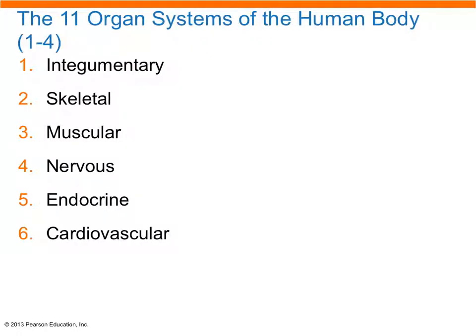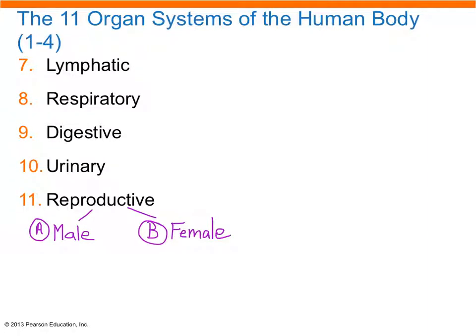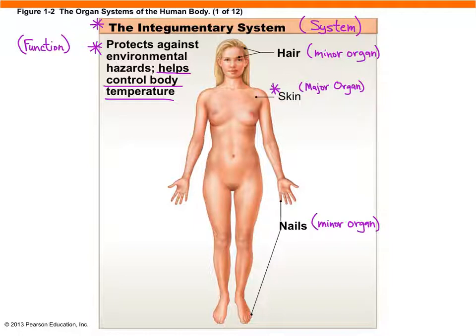The 11 organ systems of the human body are integumentary system number 1, skeletal system number 2, muscular system number 3, nervous system number 4, endocrine system number 5, and cardiovascular system number 6. Lymphatic system number 7, respiratory system number 8, digestive system number 9, urinary system number 10, and number 11 is reproductive system, with the male reproductive system being A and the female reproductive system being B.